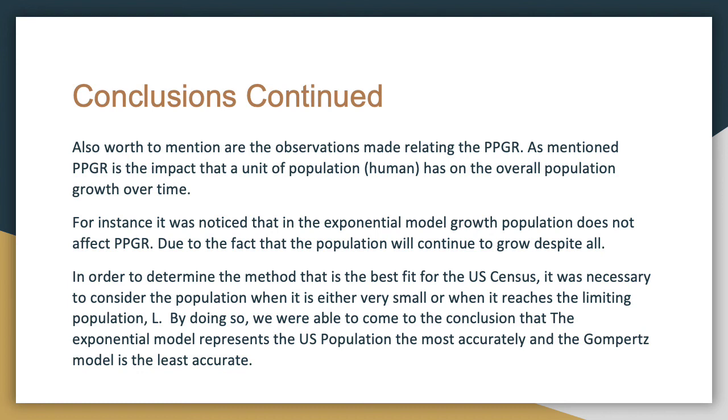In order to determine the method that is the best fit for the U.S. Census, it was necessary to consider the population when it was either very small or when it reaches the limiting population L. By doing so, we are able to come to the conclusion that the exponential model represents the U.S. population most accurately, and the Gompertz model is the least accurate.